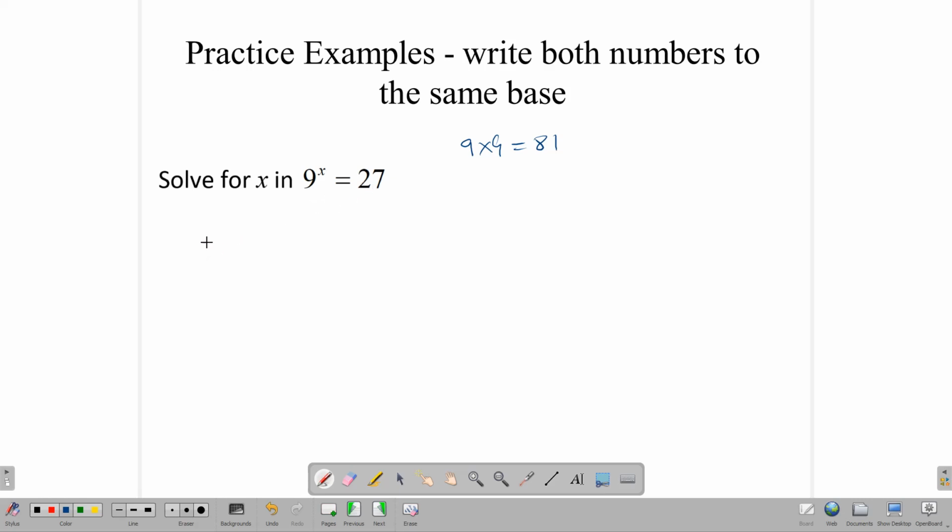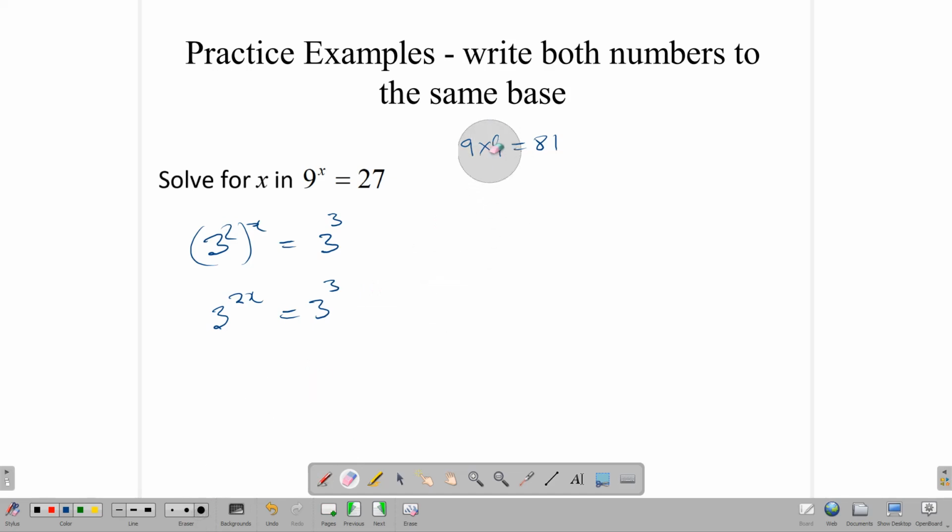So we can write 9 as 3 times 3, or 3 squared. So we have 3 squared raised to the x is equal to 3 to the third, which is what 27 is. And here we can rewrite this as 3 to the 2x power, raising a power to a power, is equal to 3 to the third.